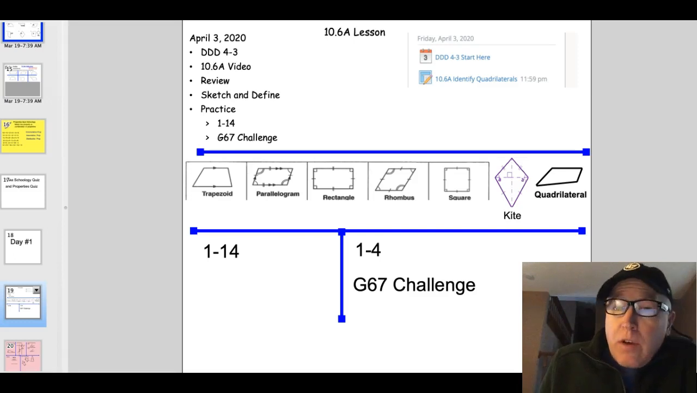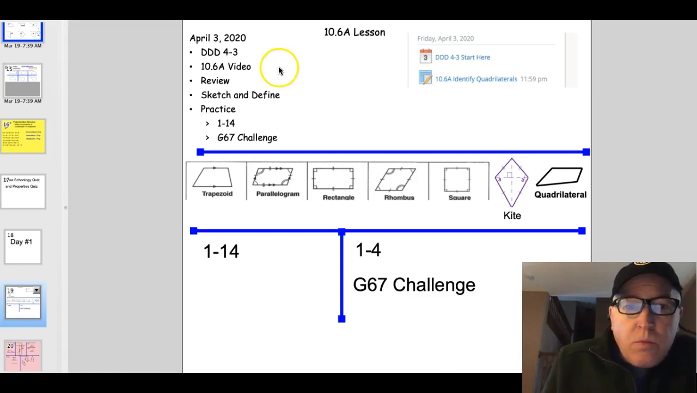Let's see, if you haven't already watched 10.6a, Identifying Quadrilaterals, that's our lesson for today. Why don't you go ahead and pause the video and complete that before continuing. Otherwise, if you're still with me, I assume you've already done that. Please don't upload that. We'll upload it together with our practice work today.